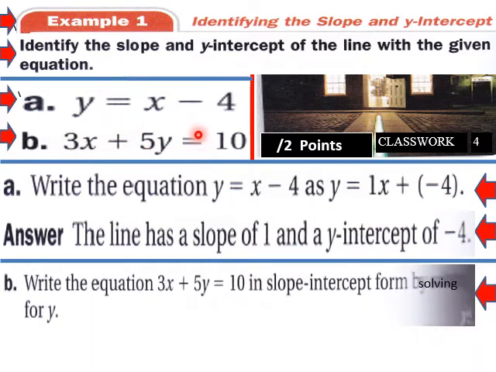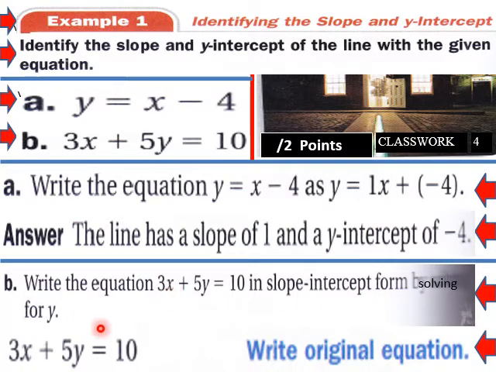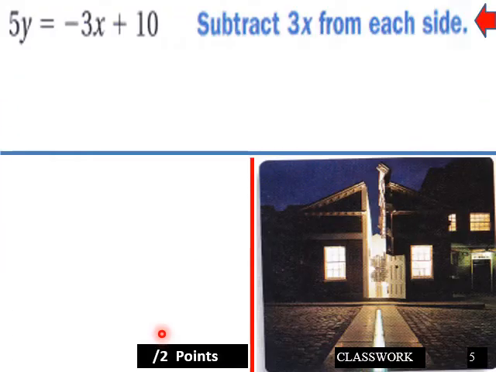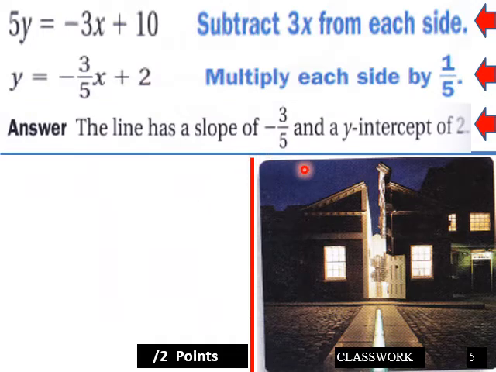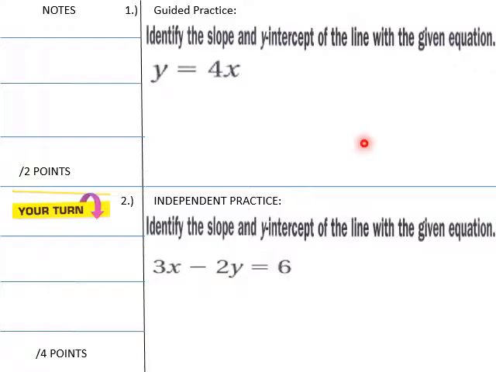How about this one? To do this one, write the equation in slope-intercept form, solving for y. So we have to isolate our y. Solving for y, you move over the 3x, and then we divide through by 5. So now it's in slope-intercept form. Here's our slope, and then here's our y-intercept. Negative 3/5 and y-intercept of 2.